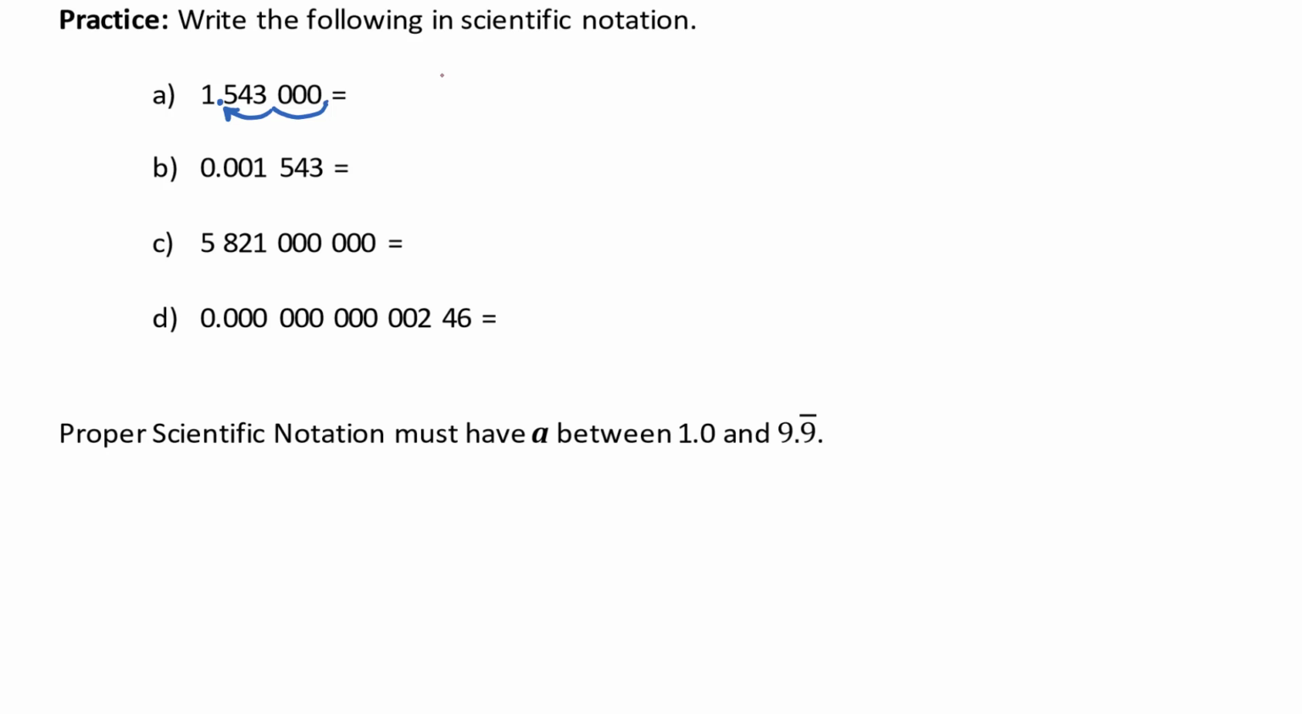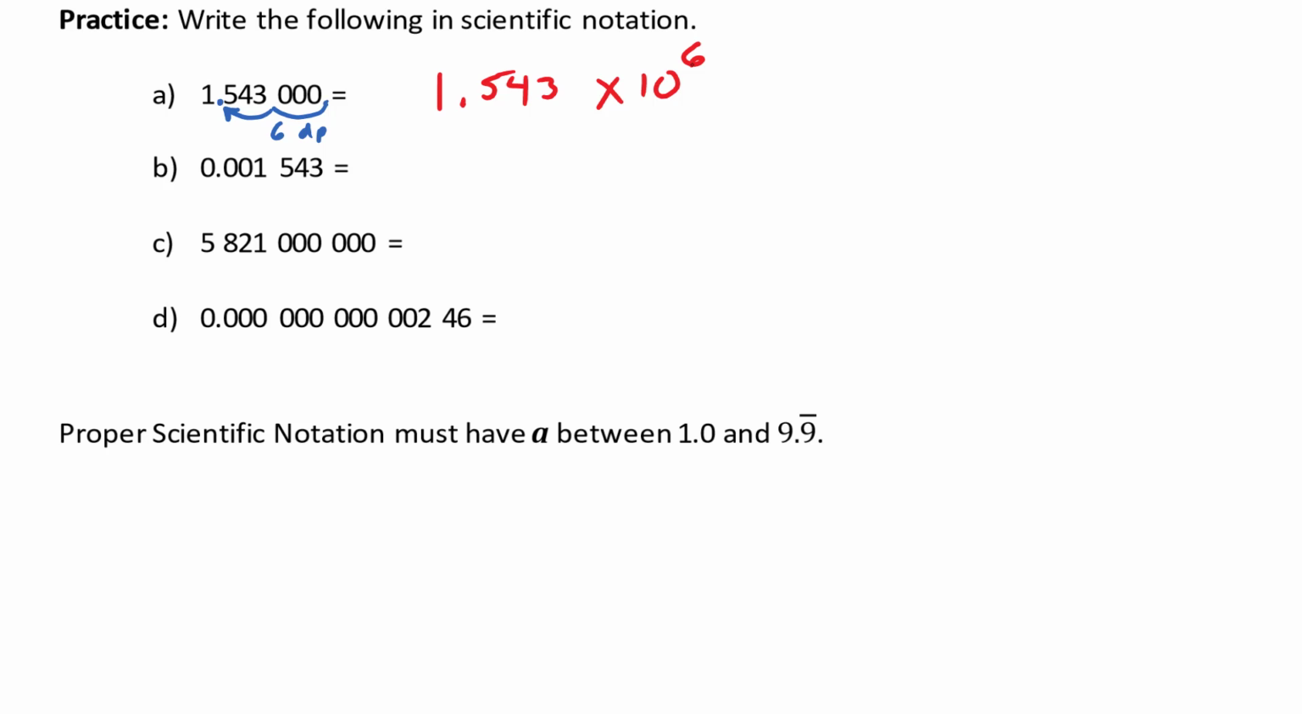This gives me 1.543. Now, we look at those zeros there. We will assume those are placeholders. They're not significant digits. So I just remove them from the number. I then multiply by 10. I move the decimal place over 6 spaces. 6 decimal places I moved it over. Therefore, our exponent is 6.